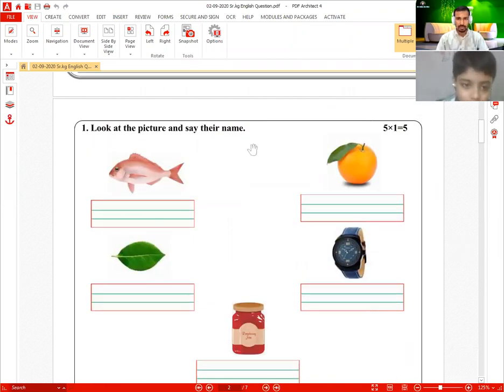Okay, first question, look at the first question. Number one, look at the picture and say their names. First one is, what is it? Fish. What is it? Orange. What is this? Leaf. Yes. Leaf. This? Watch. Okay, this? Gem. Okay, gem. Correct.